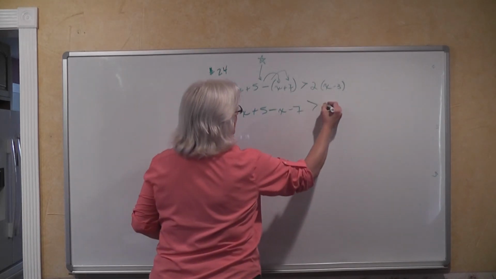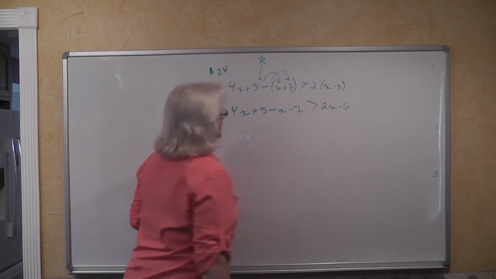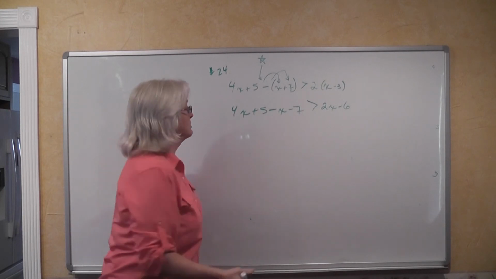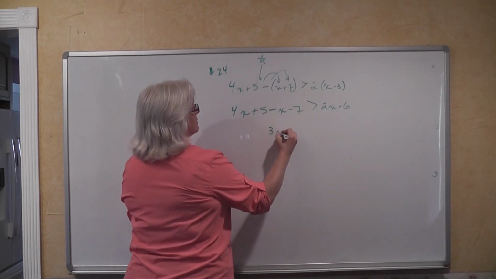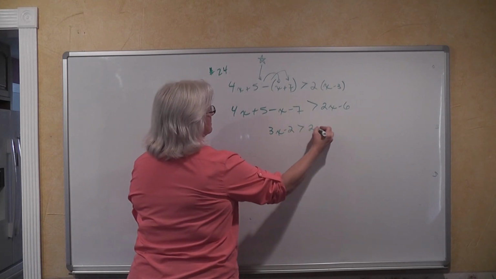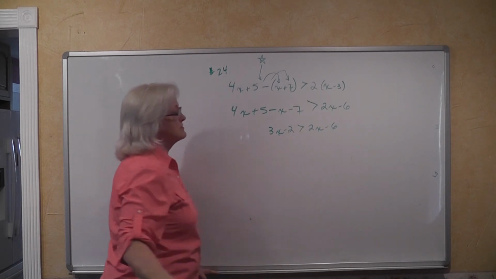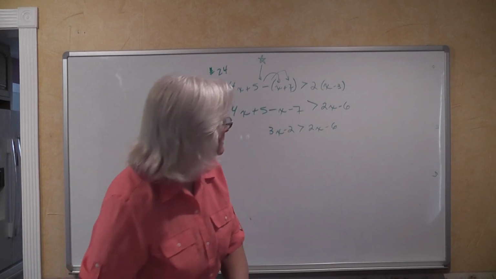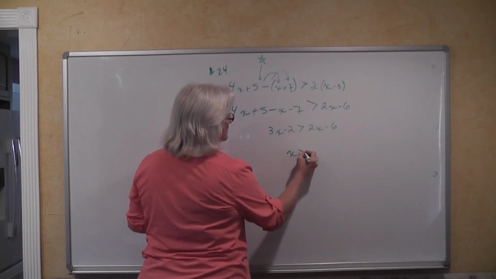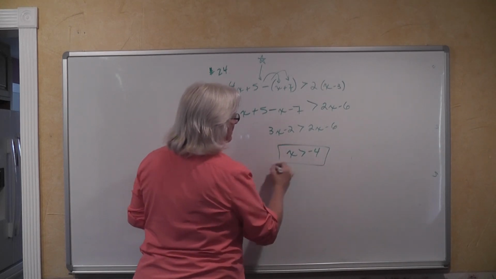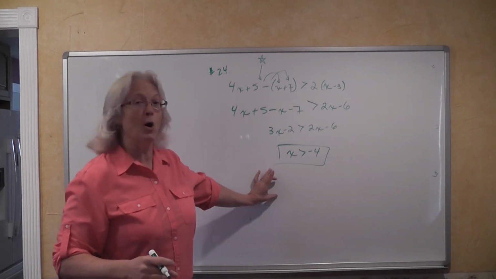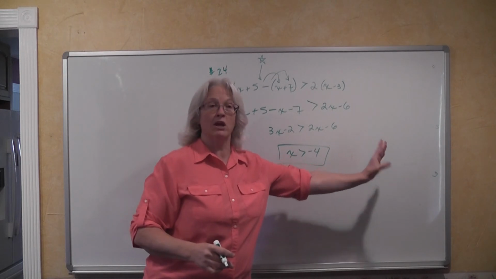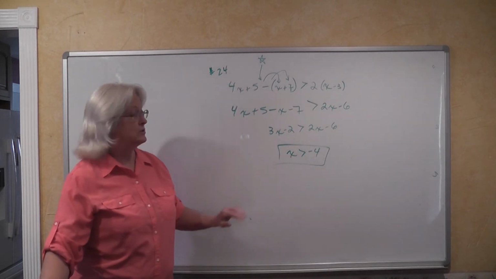Now we have greater than 2 times x minus 2 times 3, which is 6. Just treat this as though it were just a standard equation. We're going to collect like terms. 3x minus 2 is greater than 2x minus 6. And when we complete this, we should have x is greater than negative 4. If we were graphing it, we would have an open circle at negative 4. Everything to the right would be shaded in because that is a part of the solution.